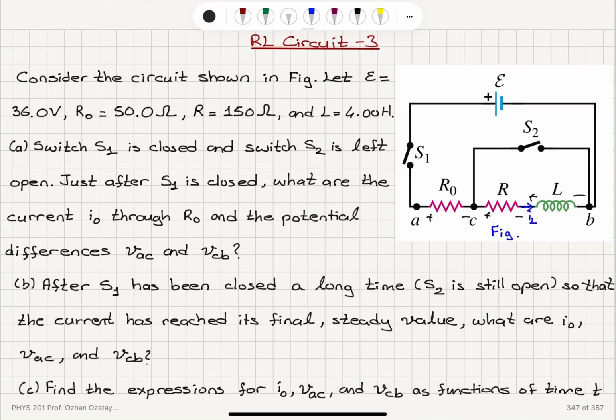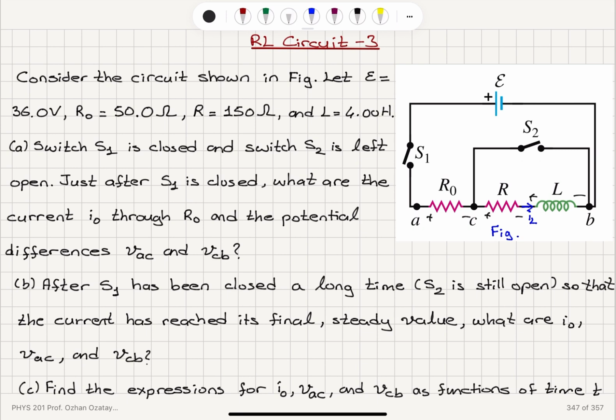RL circuit. Consider the circuit shown in the figure. Let epsilon be 36 volts, R0 50 ohms, R 150 ohms, and inductance 4 henries. Part A. Switch S1 is closed and switch S2 is left open. Just after S1 is closed, what are the current I0 through R0 and the potential differences VAC across R0 and VCB across R and the inductor L?